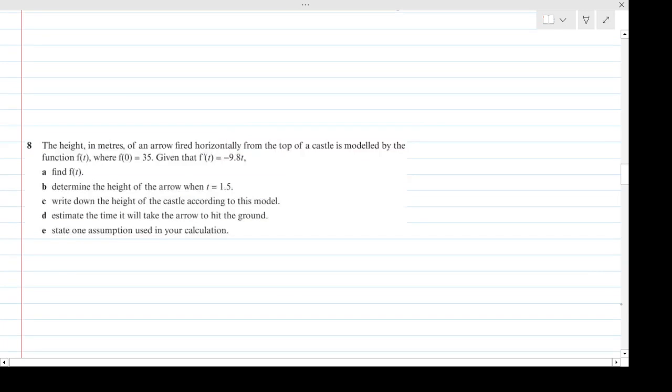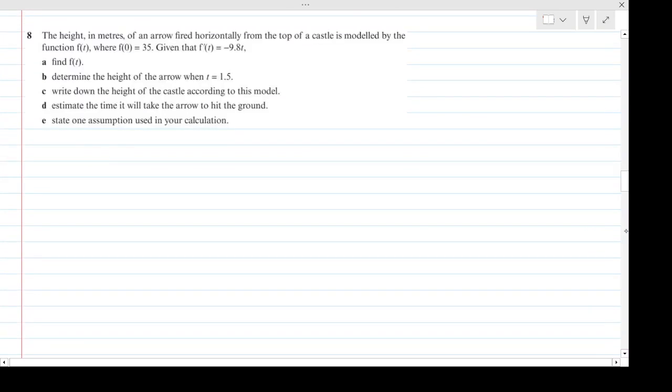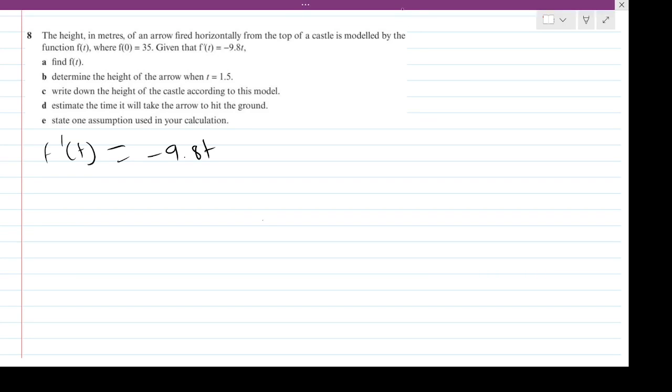Okay, cool. So we've got this question now. Slightly more interesting. We've got the height of an arrow fired horizontally from the top of a castle modelled by the function f of t, where f of 0 is 35, given that f dash of t is minus 9.8t. We first need to find f of t. So really, without being bogged down by what's going on, we should know that if we've got the gradient f dash of t, to find f of t, we just need to integrate, right? That's all we need to do at the moment.